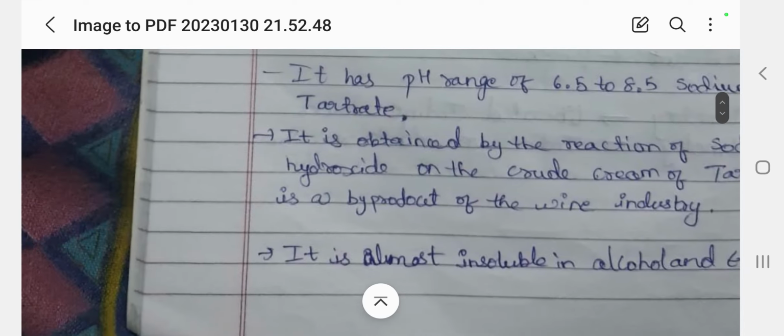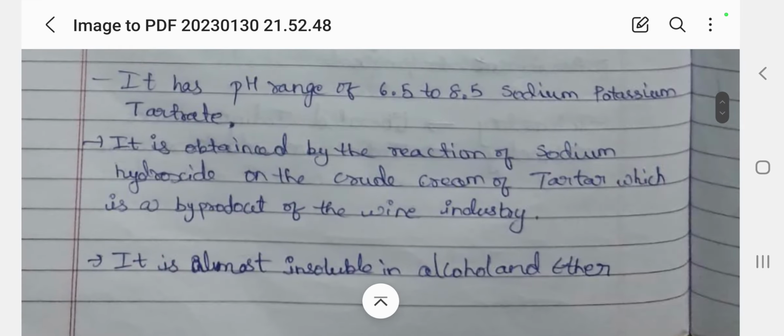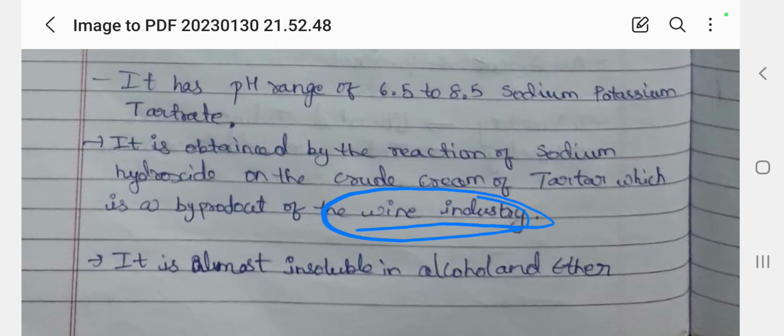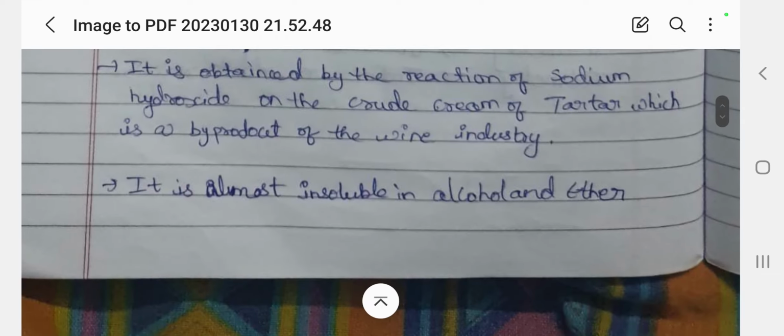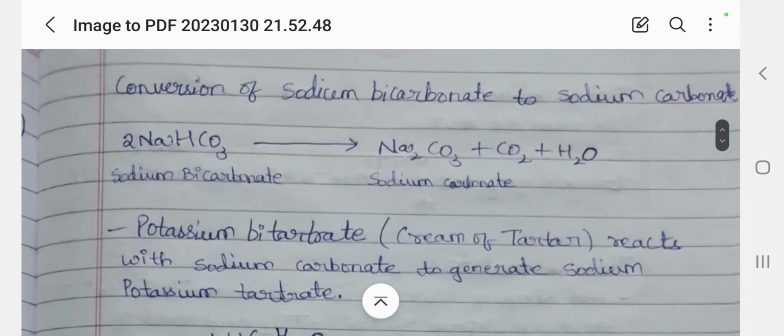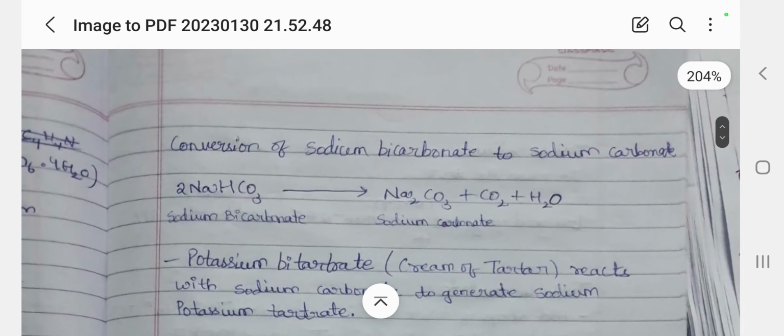Once again let me repeat, it is obtained by the reaction of sodium hydroxide with cream of tartar, which is a byproduct of the wine industry. Okay, so next, it is almost insoluble in alcohol and ether. So here, this is the main method of preparation, starting with the conversion of sodium bicarbonate.